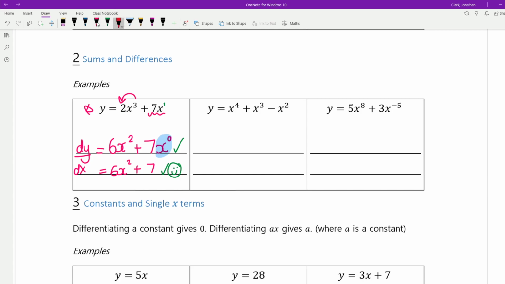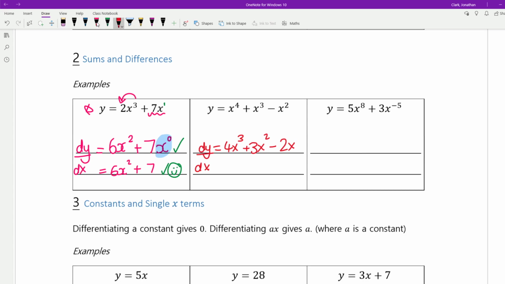Okay, let's see. So I'm going to get 4x cubed from the first term. I'm going to get 3x squared from the second term. And I'm going to get 2x to the 1 from the last term. And once again, the x to the 1, the power is unnecessary, so I can get rid of it if I want to.